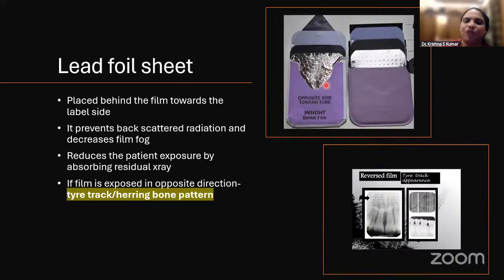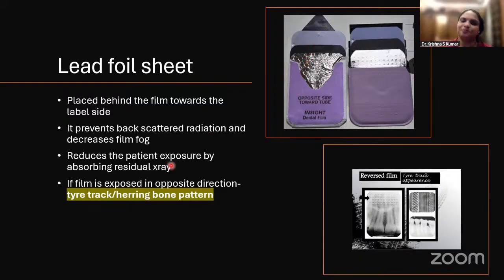Then you have the lead foil sheet that is placed behind the film. This is the film, this is the black wrapper, then you have the lead foil. So lead foil protects the film and the patient from scattered radiation. X-rays don't travel in a straight line, they scatter everywhere. The scattered radiation comes back to the X-ray film and can cause film fogging, making it not useful, and it will be absorbed by the patient, increasing the patient exposure. So this lead foil prevents the scattered radiation from reaching the patient as well as the film.